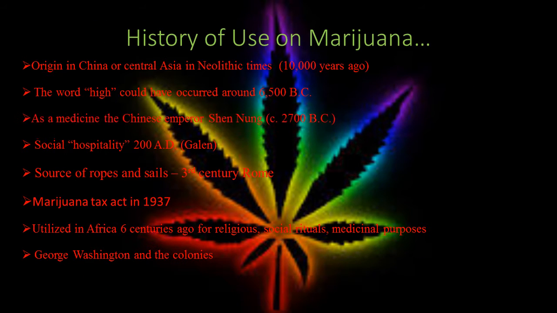History of use of marijuana. Originated in China or Central Asia about 10,000 years ago. The word high could have occurred about 5000 BC. Social hospitalized 200 AD. Source of ropes and cells 3rd century Rome. Marijuana Tax Act occurred in 1937.